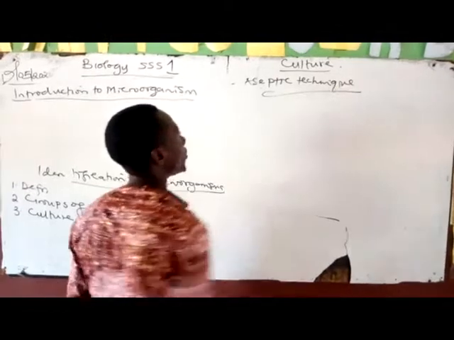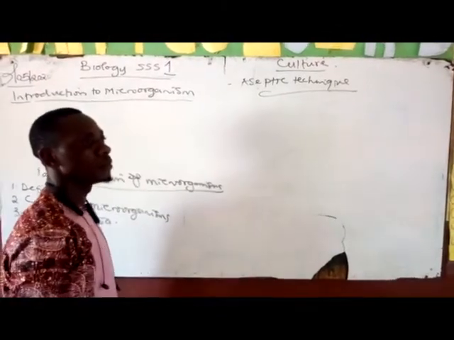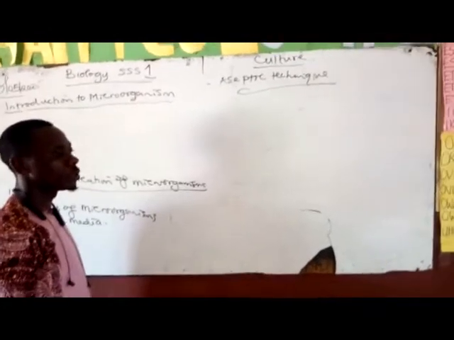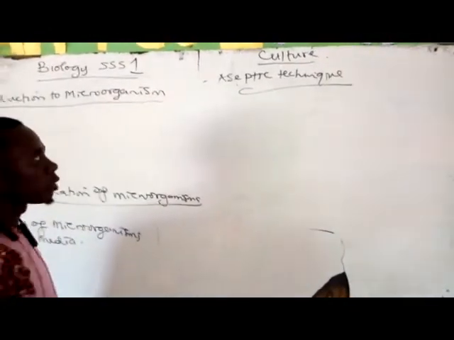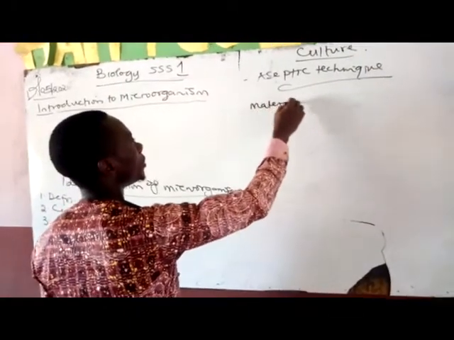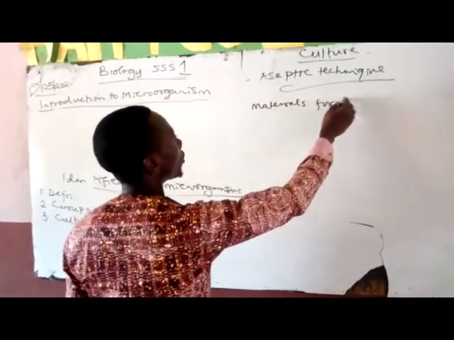Making sure that the environment where you grow your culture is sterile, or devoid of all contamination. Now, how do you establish a culture? First of all, materials for culture.